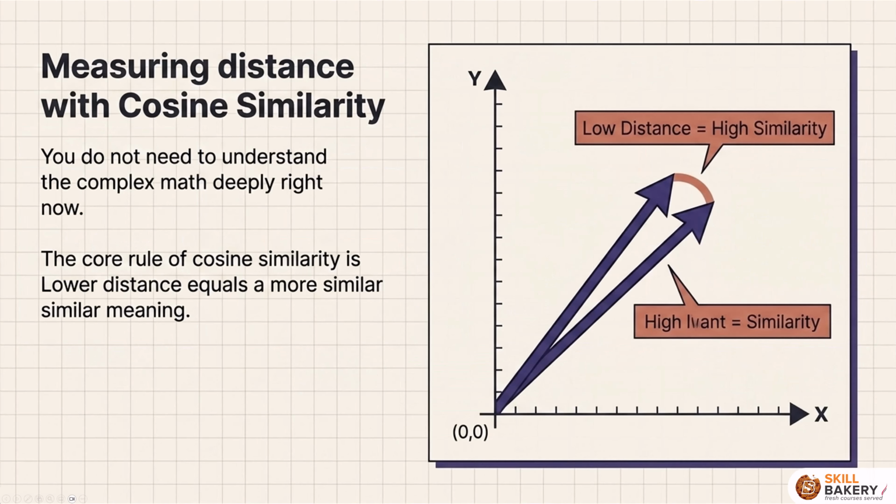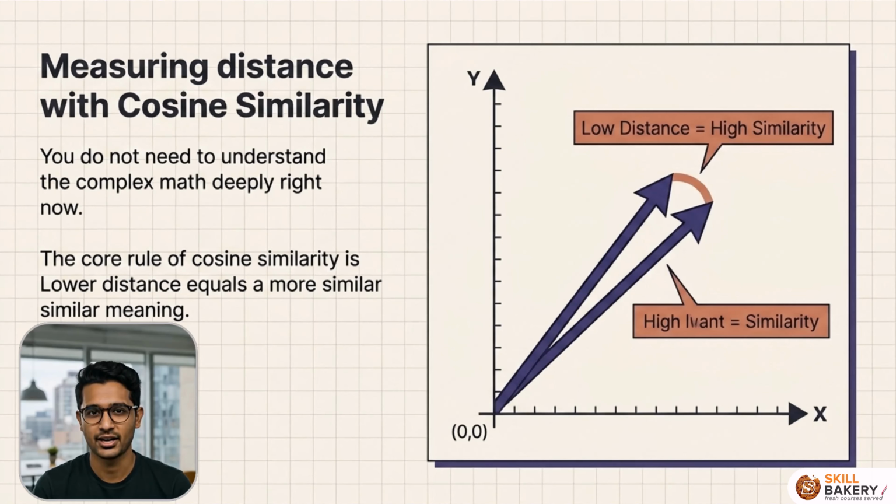How exactly do we measure closeness? We use a mathematical method called cosine similarity. You don't need to master the complex math right now, but you must understand the core rule. Lower distance equals a more similar meaning. By measuring the angle between vectors in a coordinate space, the system can determine how closely two concepts relate.